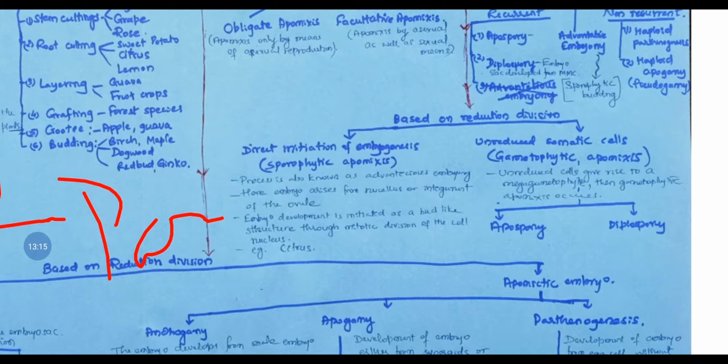Example, in case of citrus, remember here meiosis is not happening, only the mitotic process is taken into account. The second one is unreduced somatic cells. This is also called gametophytic apomixis. Here the unreduced cell gives rise to a megagametophyte, then gametophytic apomixis occurs. This is further divided into apospory and diplospory.